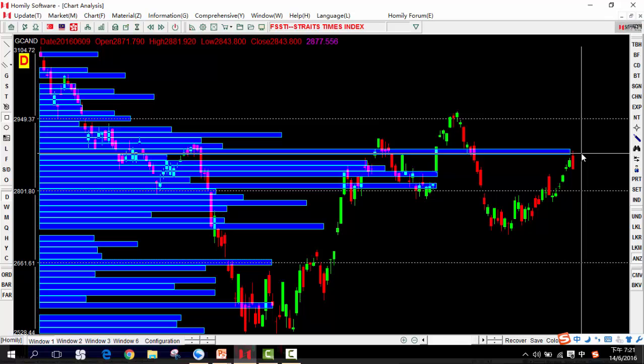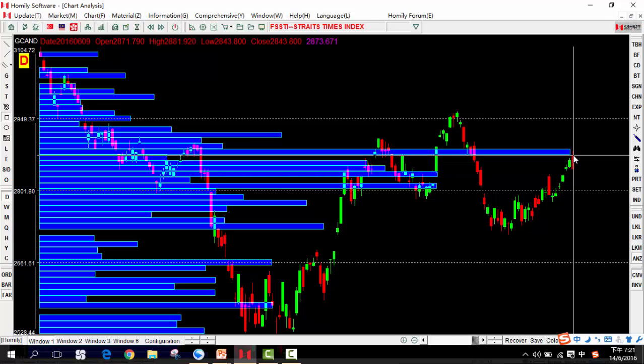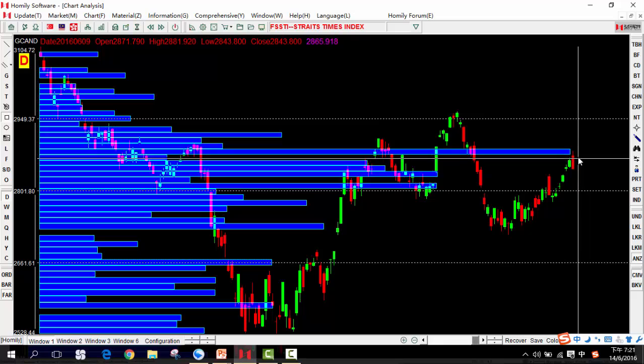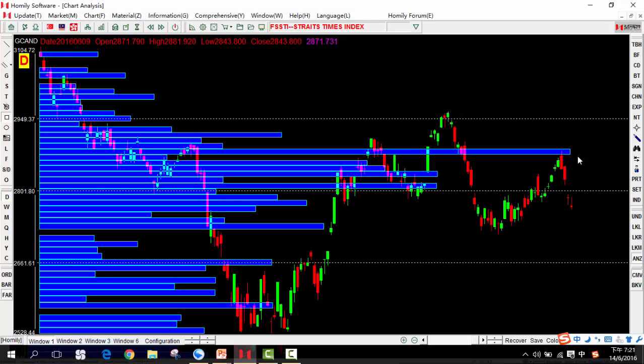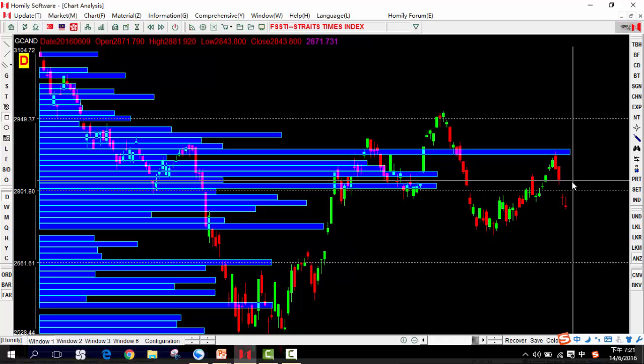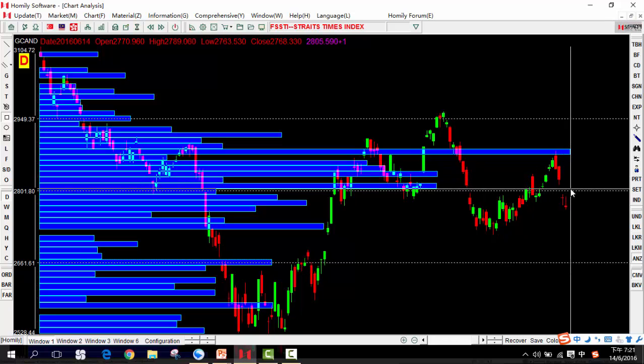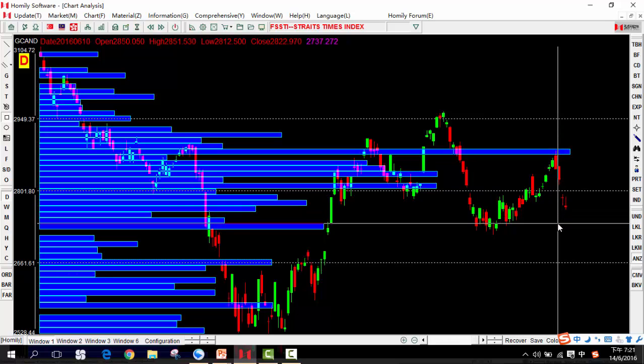Okay, then we can see this day the price just touched the resistance, but can it break upward through or not? Not yet. So we can see this is the bearish candlestick, which means it cannot break through. Okay, then the next day the price had some big correction, right? So we know that this is the big correction. Where is the next support? The next support is here, right?